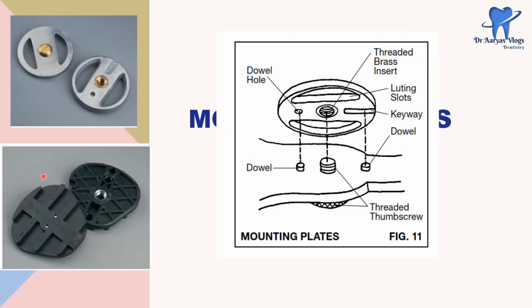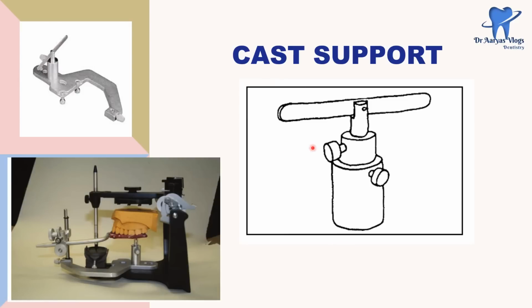Then these are the mounting plates. What are the parts of a mounting plate? Dowel, threaded thumb screw, keyway, luting slots, threaded brass insert, double hole. This is a cast support. It supports the bite fork or bite plane index during facebow transfer to the articulator. It prevents vertical displacement by cast weight and gypsum mounting.